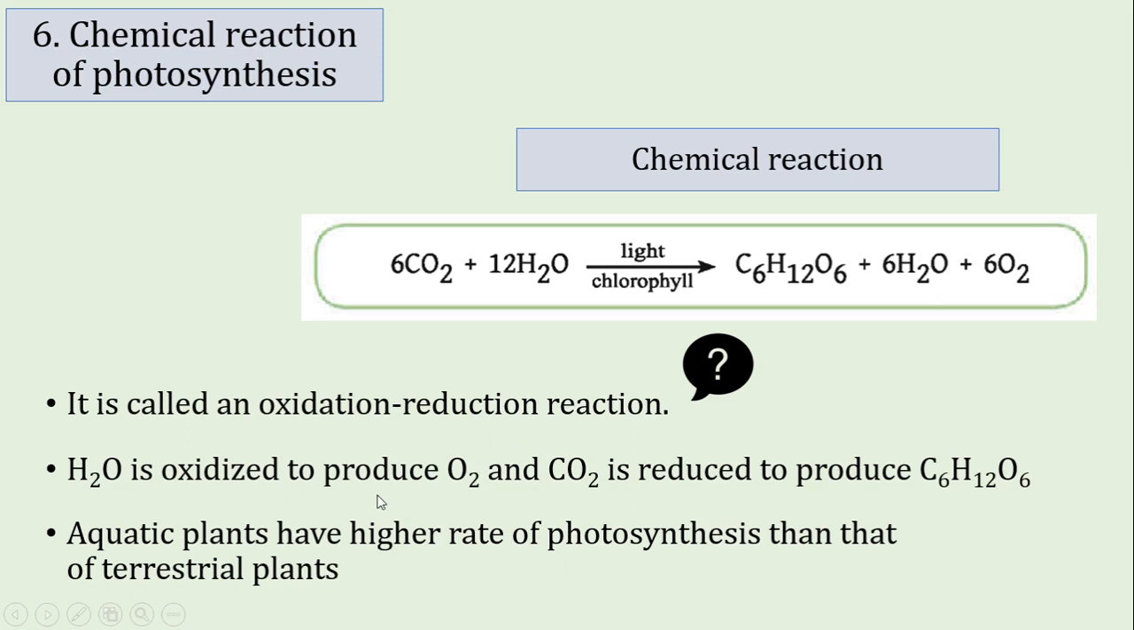And a matter of fact, aquatic plants have a higher rate of photosynthesis than terrestrial plants, because terrestrial plants absorb carbon dioxide from the air, and the concentration of carbon dioxide in air is only 0.03%, while the concentration of dissolved carbon dioxide in water is about 0.3%, about 10 times more. That is why aquatic plants have a higher supply of carbon dioxide. That is why they can perform a higher amount of photosynthesis.